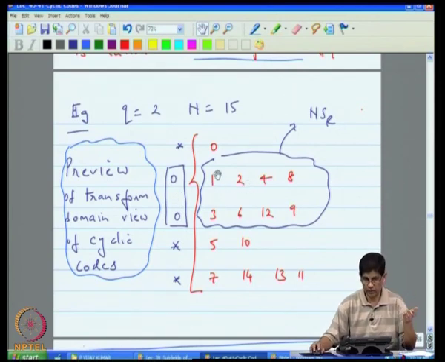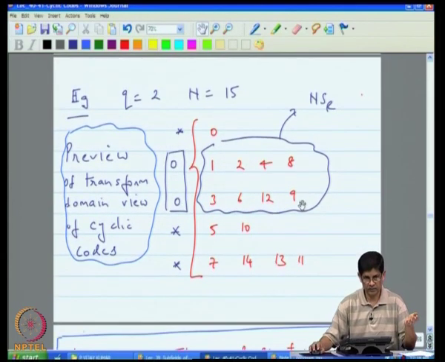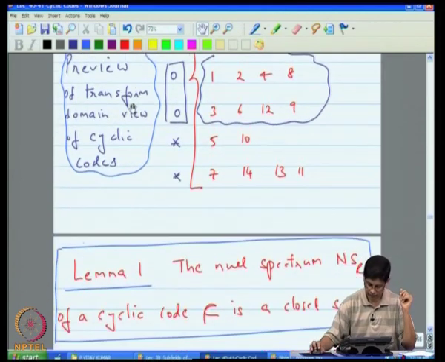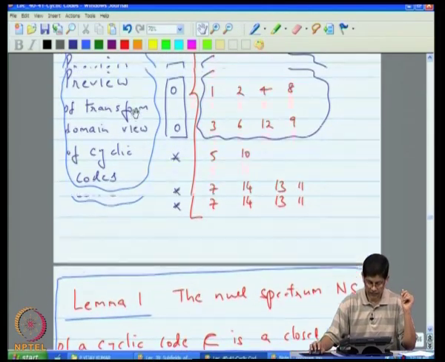Because of conjugacy, if you insist that the transform is 0 at frequency 1, then it is automatically going to be 0 at all these other frequencies. Okay. And so, the design of cyclic codes in some sense is just a matter of either including or excluding cyclotomic cosets from inclusion in the null spectrum. So, that is why there are only 32 codes, for example, having block length 15 over the finite field of 2 elements. And that is about where we had left off.